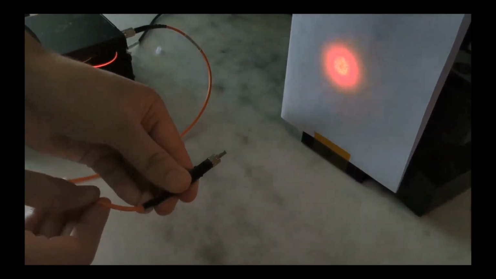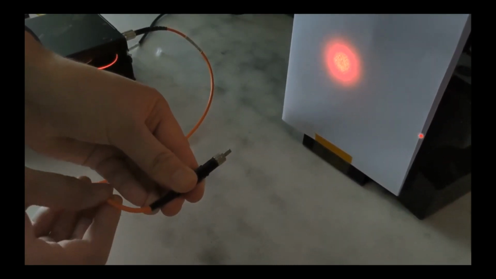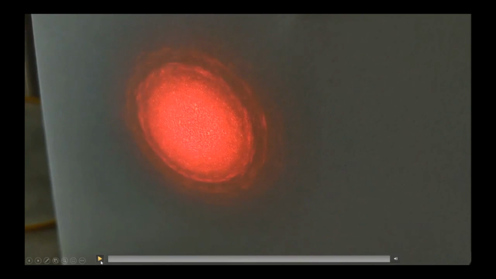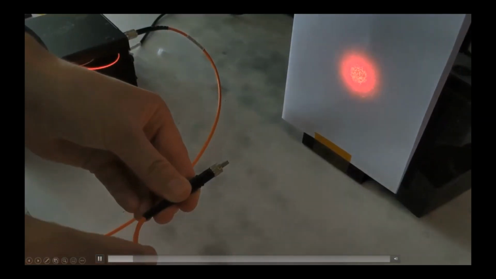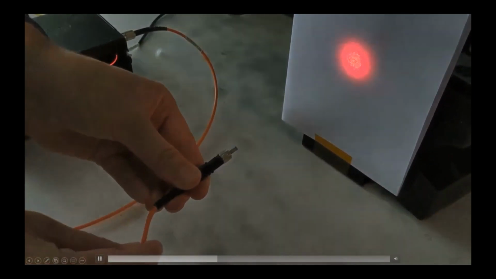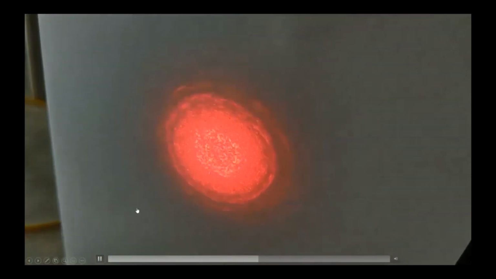As we bend the fiber, you can see this speckled output profile kind of dances around and changes. The intensity at each location is wildly changing. I'll play that one more time since it's a little fast. And you can see the speckles all moving around. That's as we're moving power between the different modes as we bend the fiber back here.